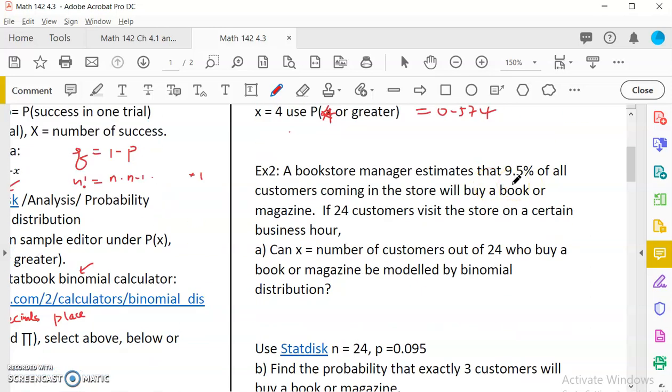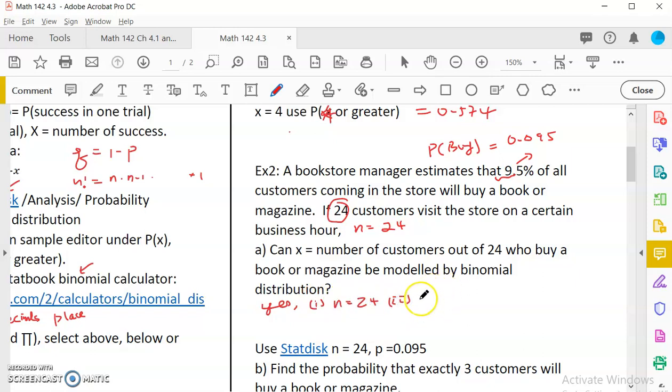Okay, example 2. A big store manager estimated that 9.5% of all customers coming in the store will buy a book. In decimal, what is it? 9.5%, I move 1, 2, so 0.095. So the probability of one person buying a book in one trial is 0.095. And then I have 24 customers I'm looking at. So N is 24. Can this be modeled by binomial? Yes, because N is 24, it's always fixed.